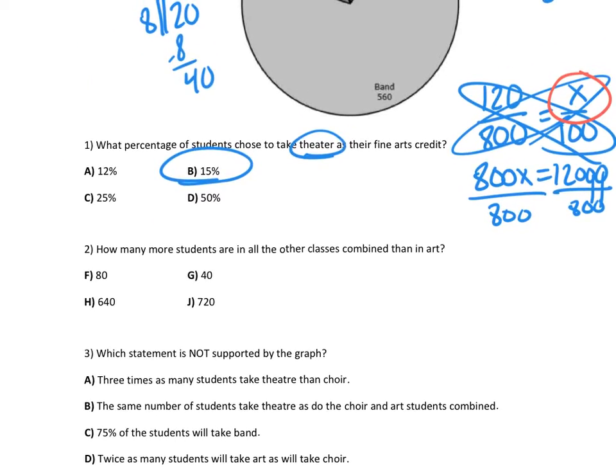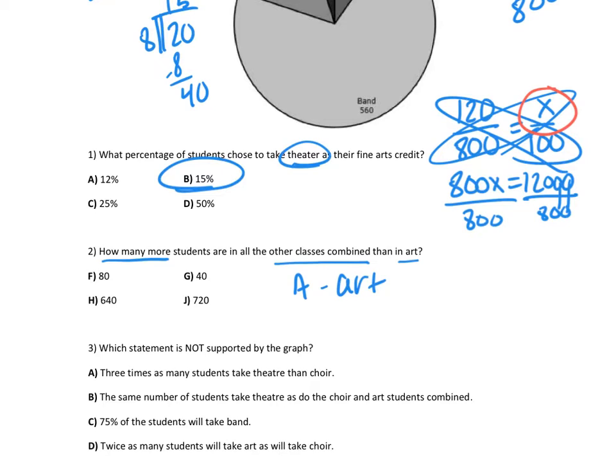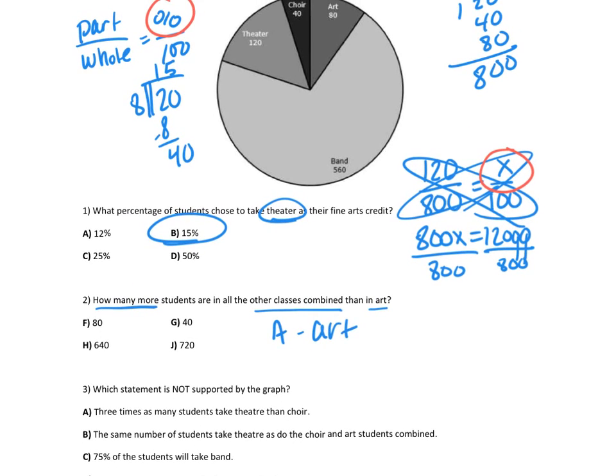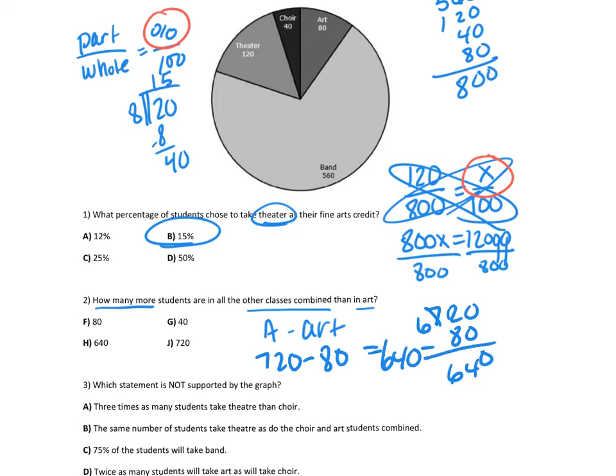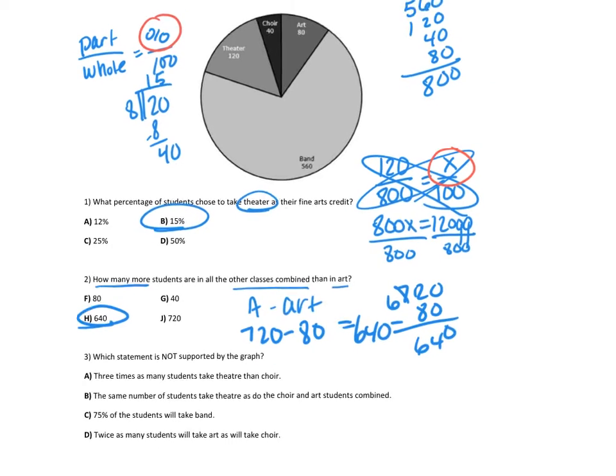Number 2, how many more? What is how many more? We talked about that yesterday. That means subtract. How many more students are in all other classes combined than art? So all others minus art. Okay, so 800, the other classes combined. So we got to add up everything except art. So 720, because you would take out the 80 that are in art, minus 80, and then you would get 640, which is answer choice H.